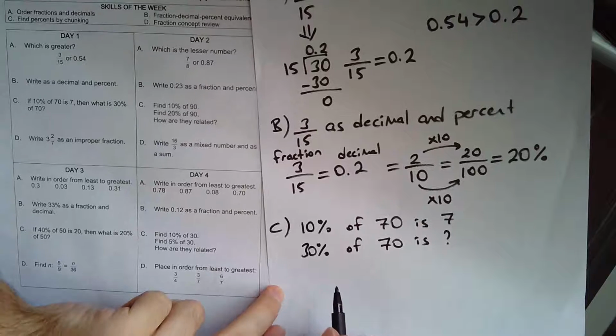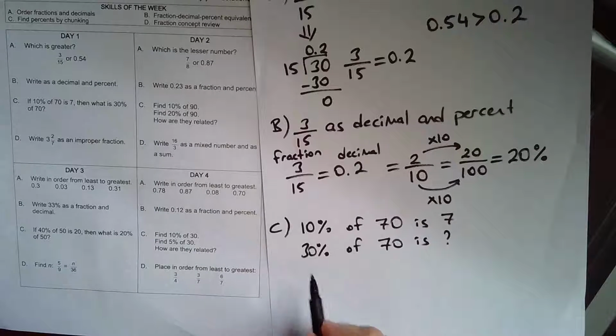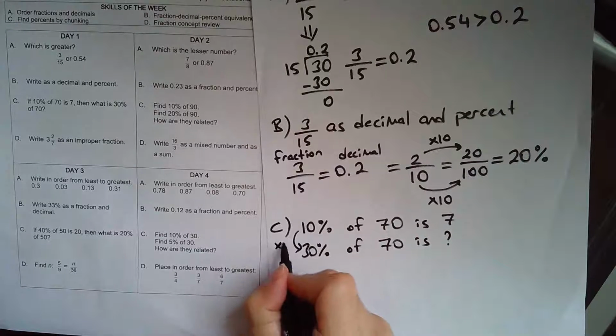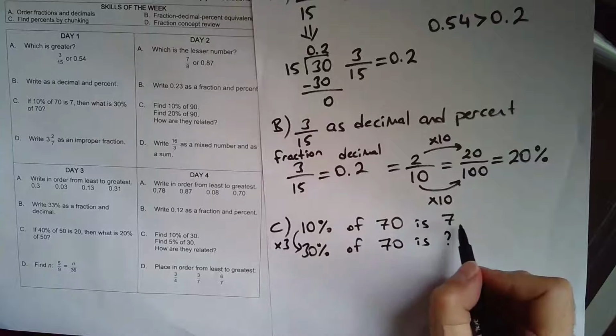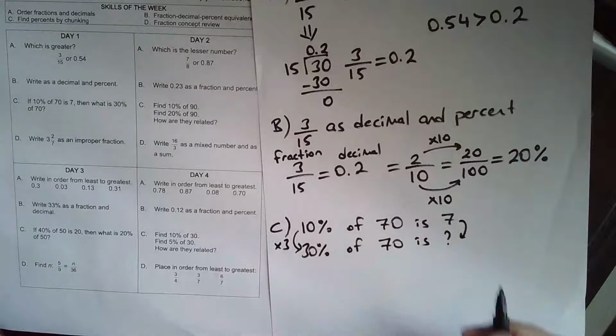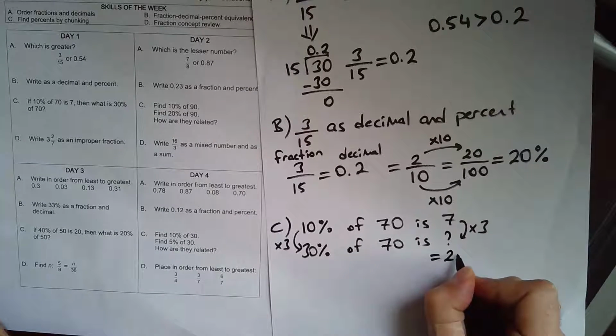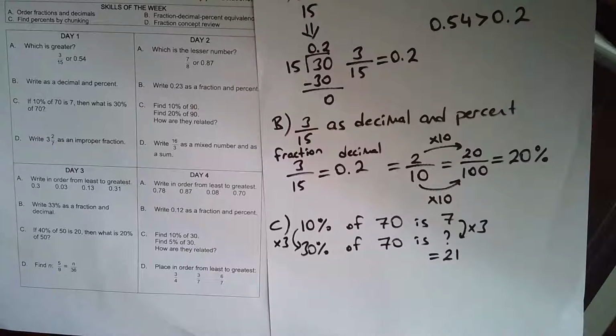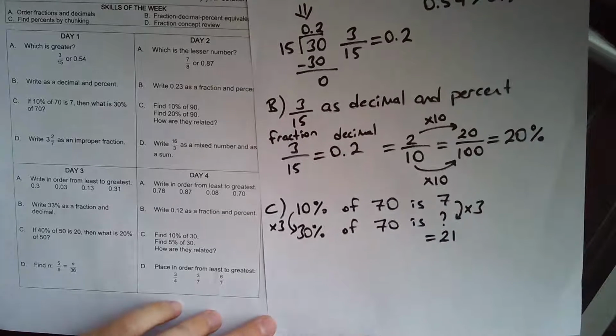Instead of solving with the long calculation, we can check the relationship. So 10% goes to 30% how many times? 3 times. That means this 7 goes to question mark 3 times. So 7 times 3 equals 21. That means 30% of 70 is 21. Or we can use other methods as well. If you know other methods, you can do it and send it to me, and I can give you extra credit as well.